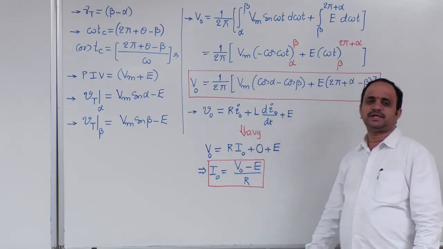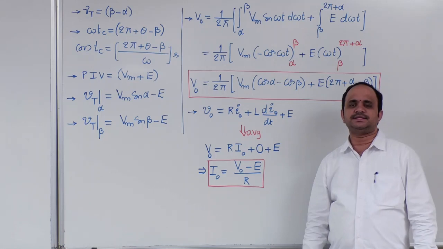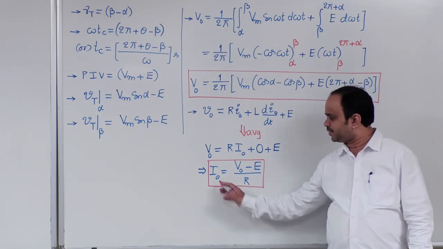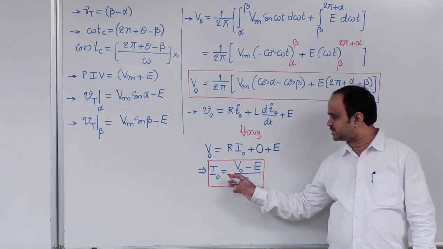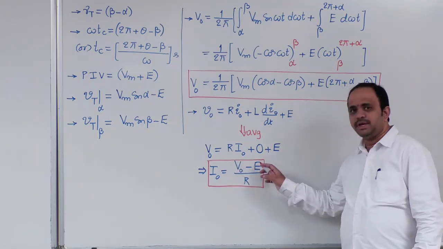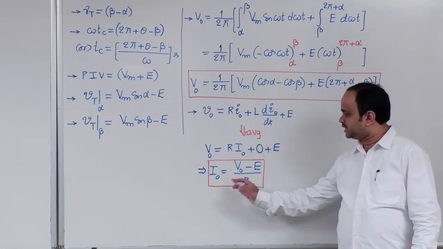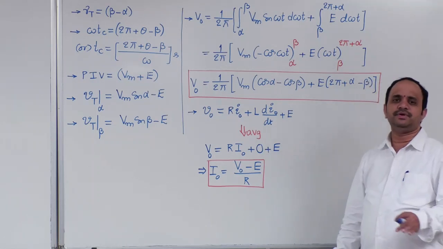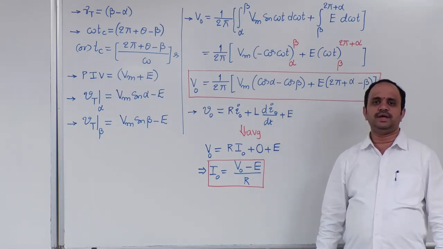Suppose in our circuit between X and Y terminals, you consider the load as a separately excited DC motor. The armature current, which is the output current of the rectifier, is equal to the terminal voltage minus E_B, the back EMF, divided by the armature resistance. This formula is also in line with the DC machine. Okay, this is about RLE load analysis.